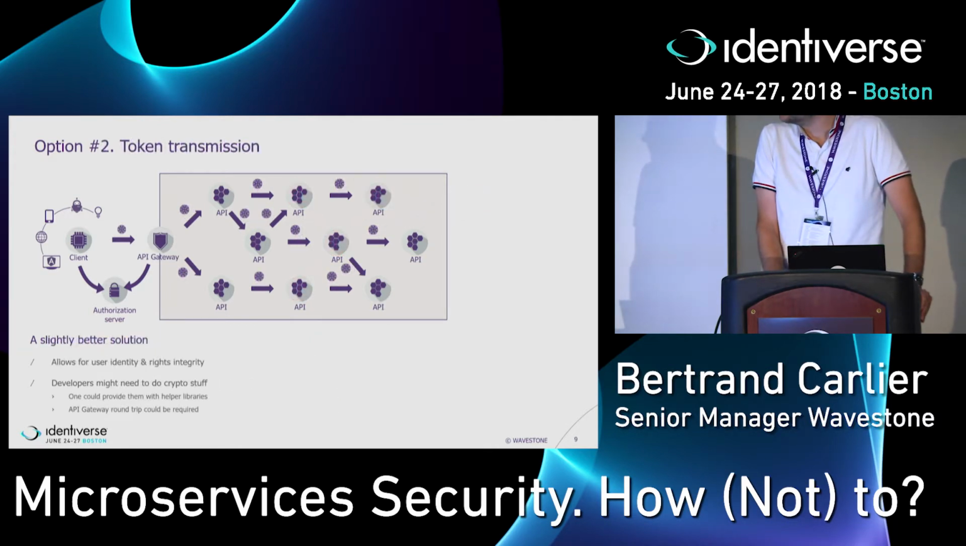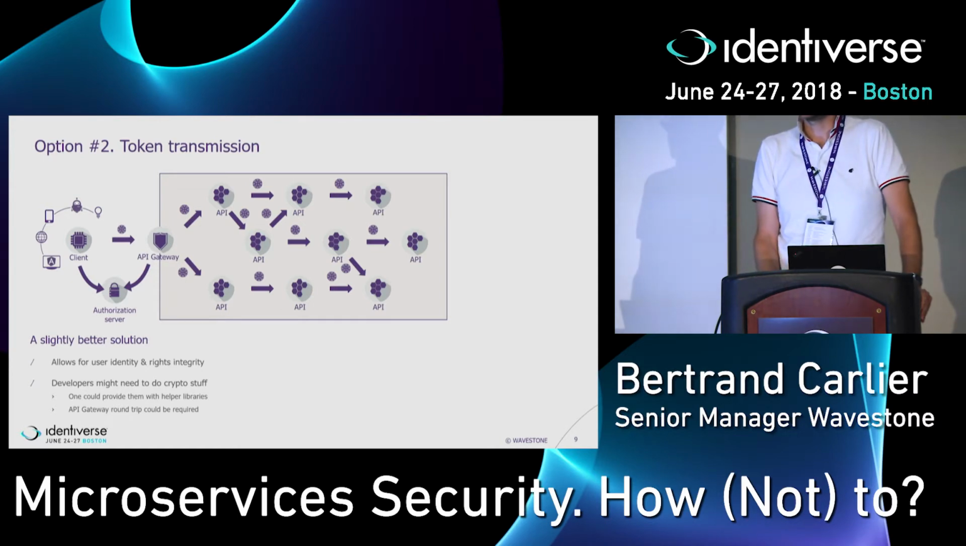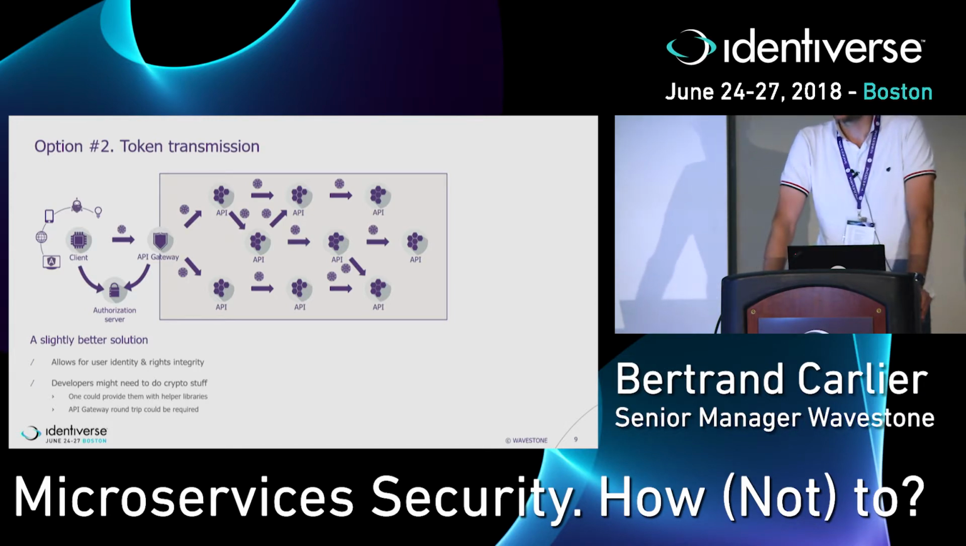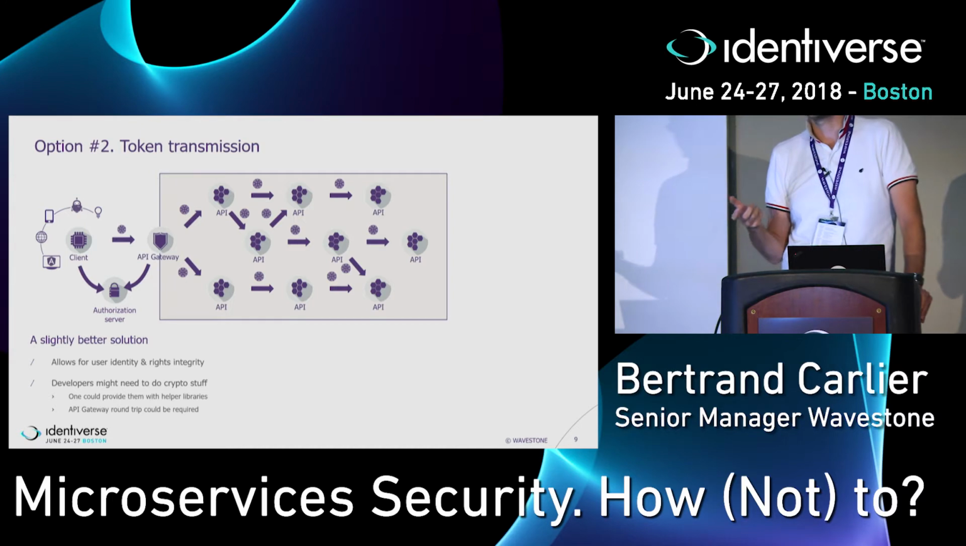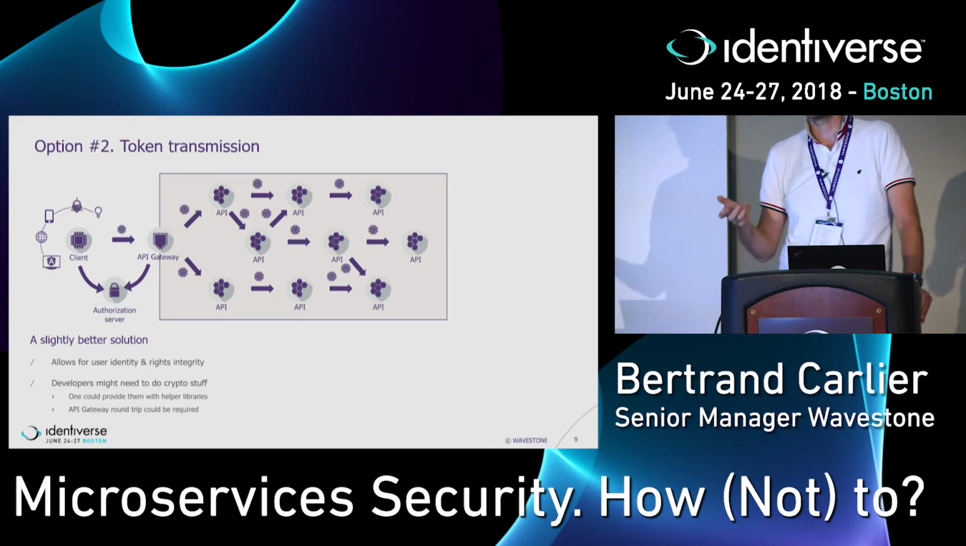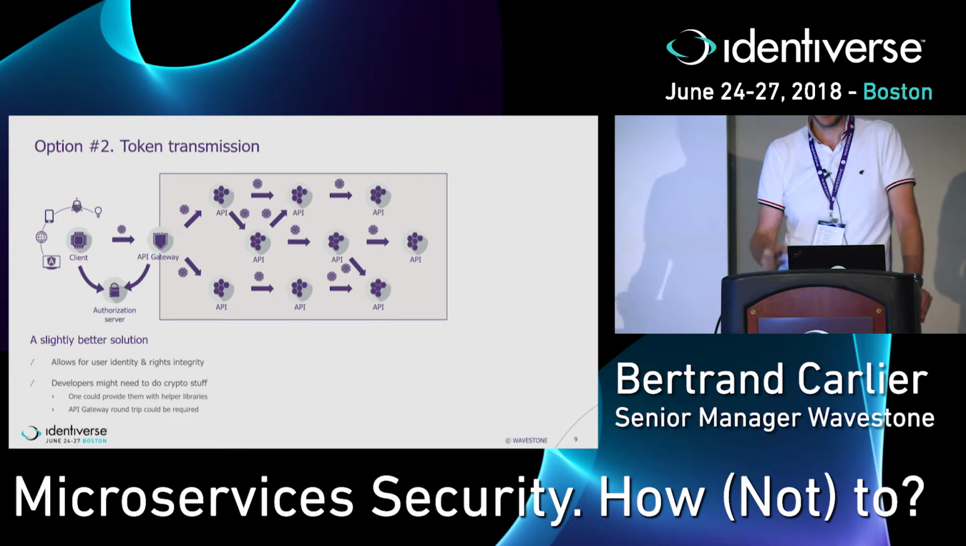Token transmission. So let's just take that front token and pass it to the other APIs within that network bubble. So that really allows to ensure you have some user integrity and rights integrity. You cannot impersonate anymore the user. You have to have a valid token before, but you're going to ask your API developers to validate that token. So you're going to have them do some security stuff, some crypto stuff, or you will ask them to do a round trip through the API gateway, so this can be done at the API gateway level.